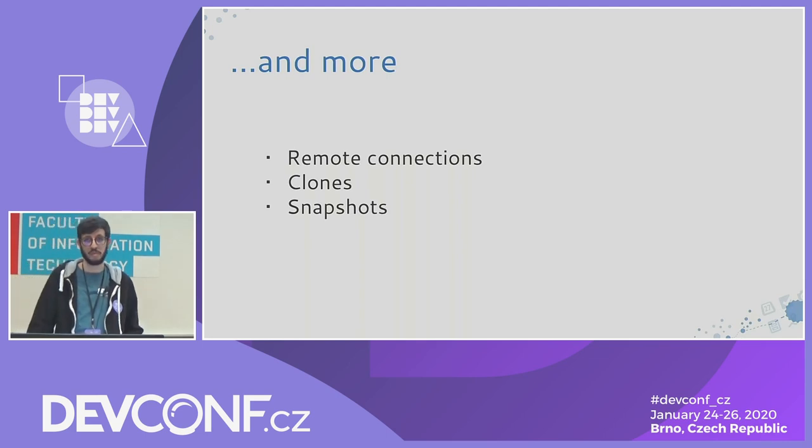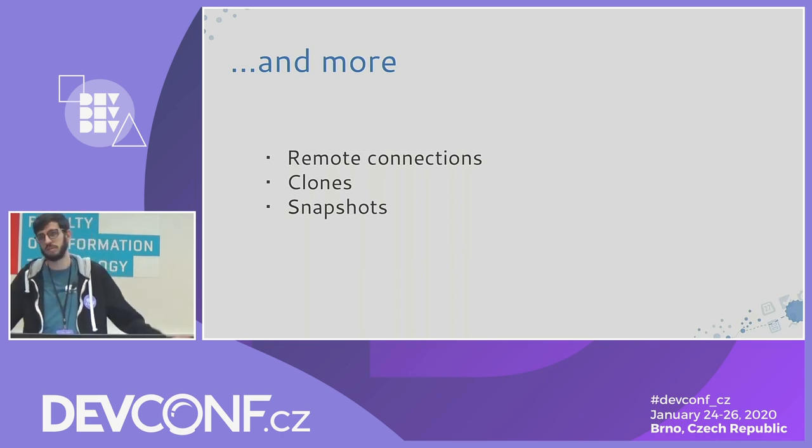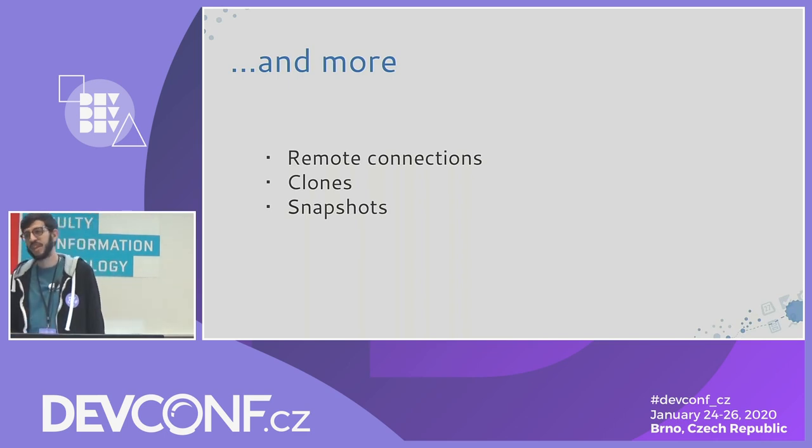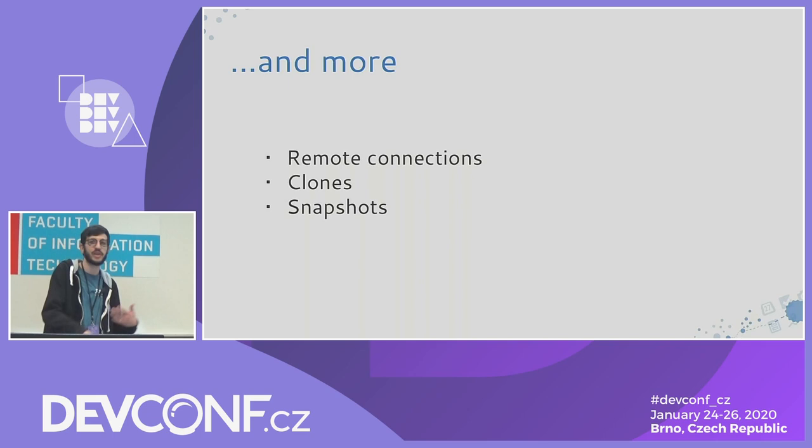That's why these both belong in Boxes. We support VNC connections, RDP connections, and we also act as an SSH client, so in case you just want to have a fancy terminal emulator that actually automatically remembers your connections, that's something Boxes can do. We also do clones, very similarly to the previous talk. We just copy the virtual machine, recreate the network interface to avoid MAC address conflicts, and snapshots.